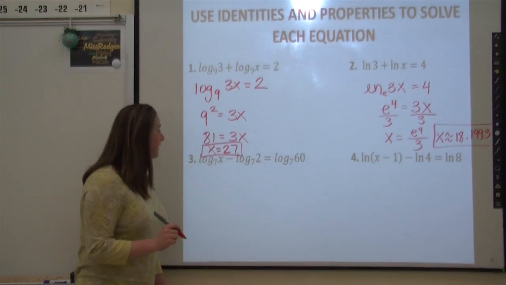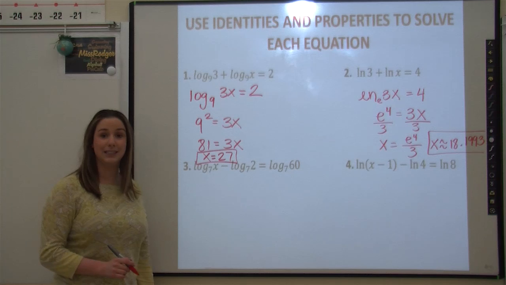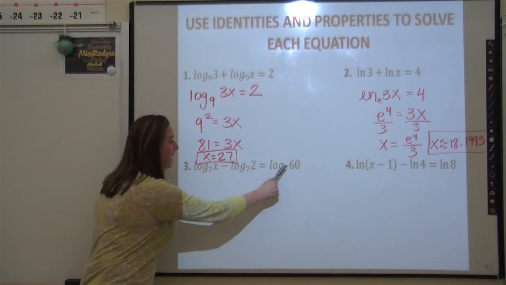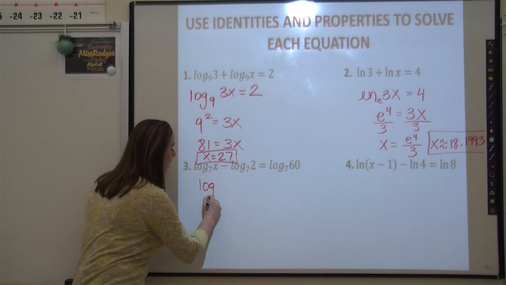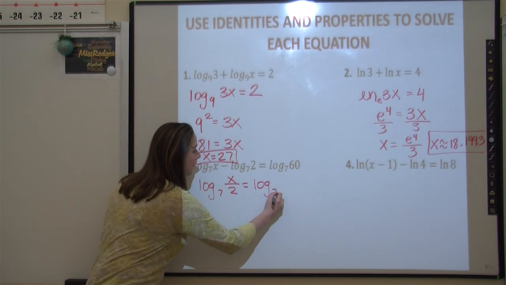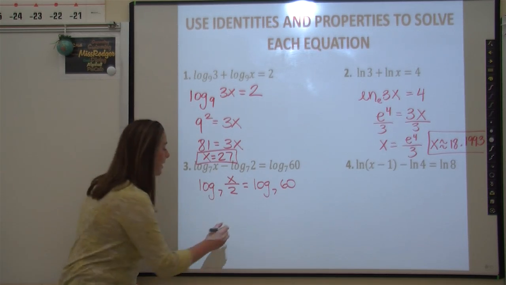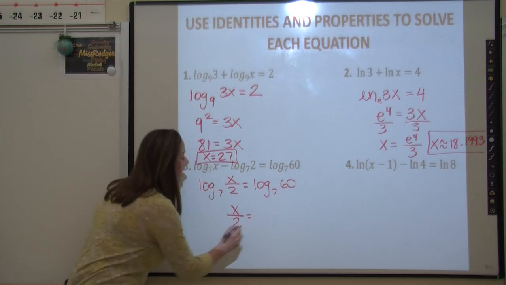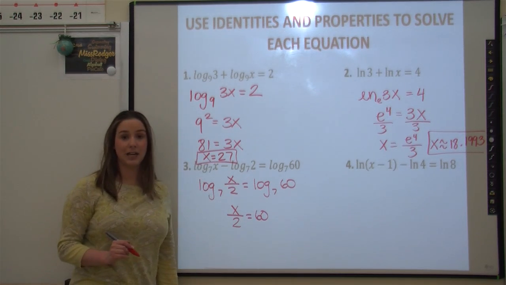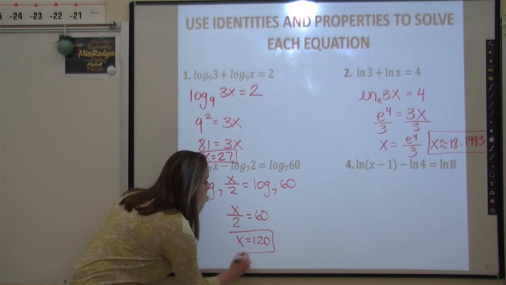Log base 7 of x minus log base 7 of 2 equals log base 7 of 60. We're going to see the one-to-one property. We're in base 7, so I'm going to write this as log base 7 of x over 2 equals log base 7 of 60. And since I have log base 7, I can then extend this to be x over 2 equals 60. Solve for x, multiply both sides by 2, and I'm going to get x equals 120.